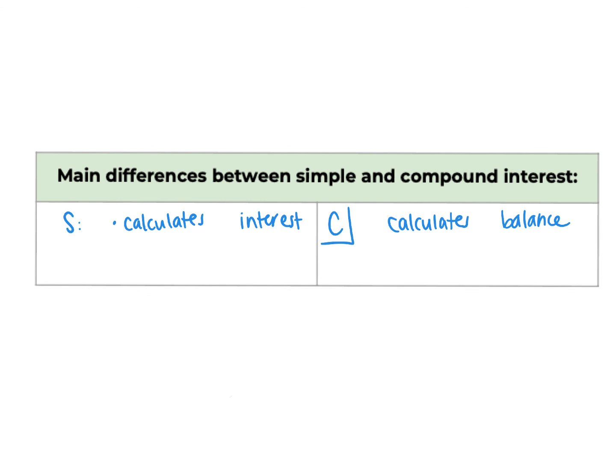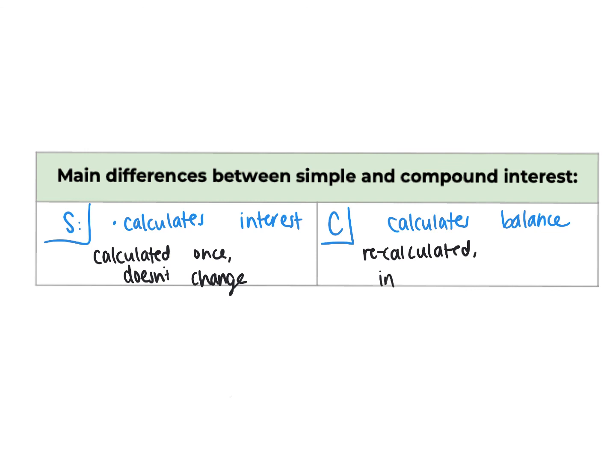Conceptually speaking, a big difference is that simple interest is calculated once and does not change. Now, comparatively speaking, the compound interest gets recalculated often, and it allows your interest to earn interest. So since it gets recalculated, it is changing each time. And hopefully if it's a bank account, it's going up and up each time.